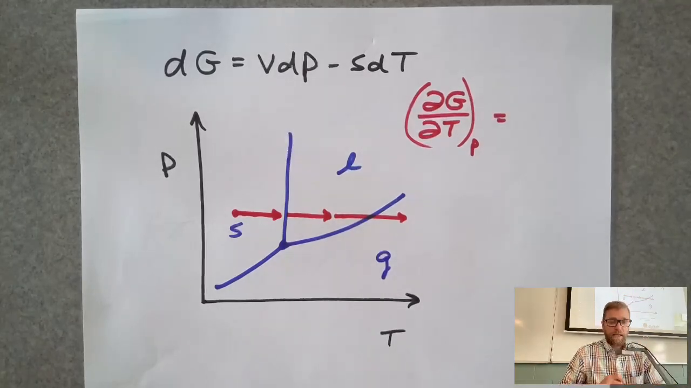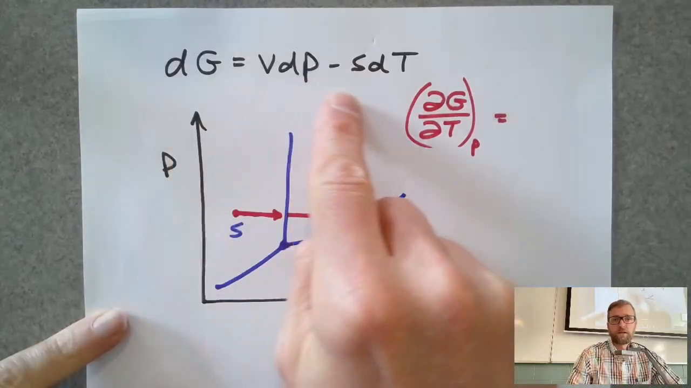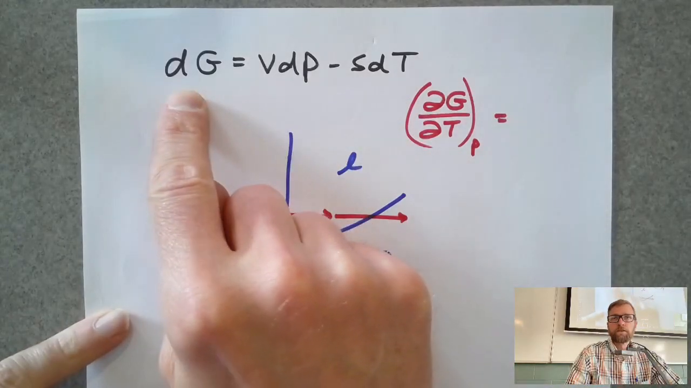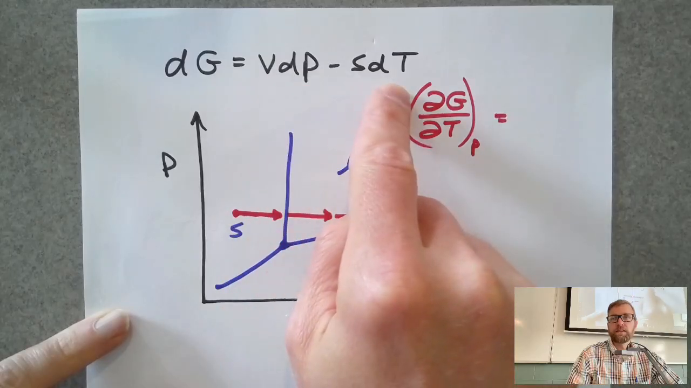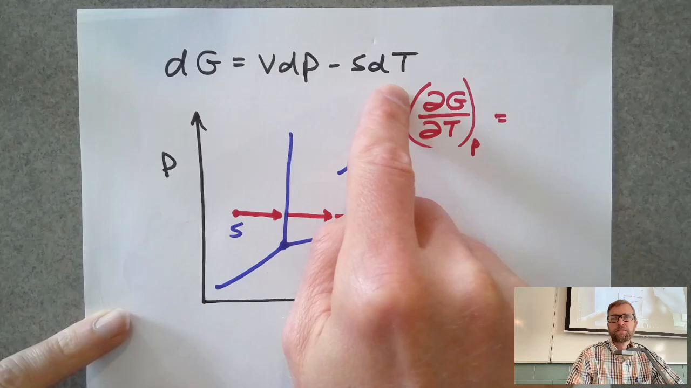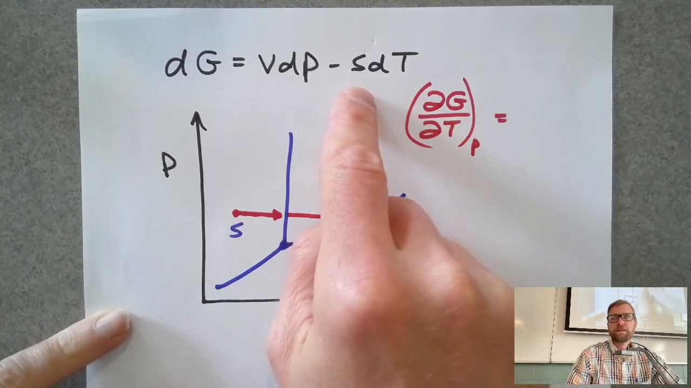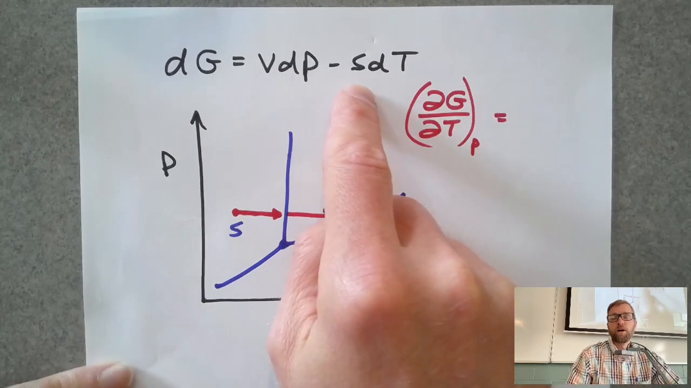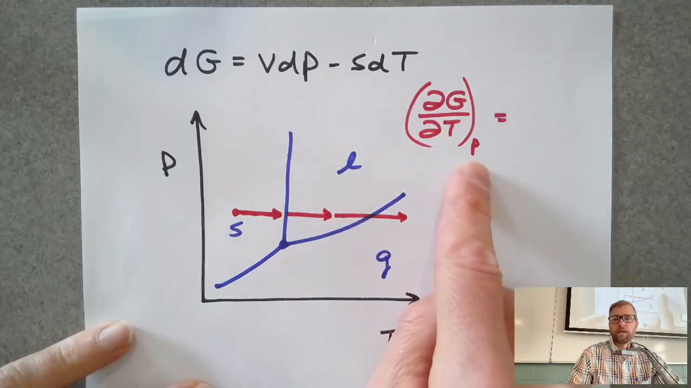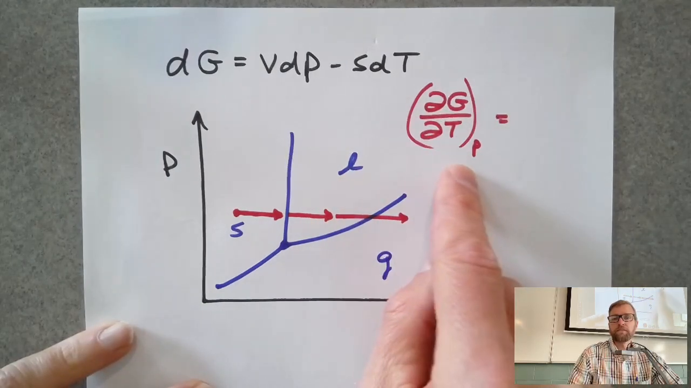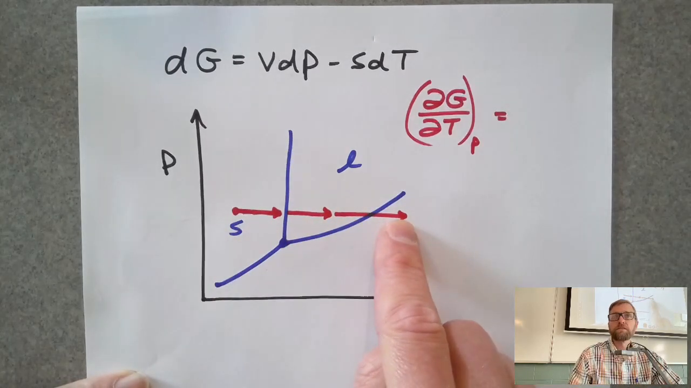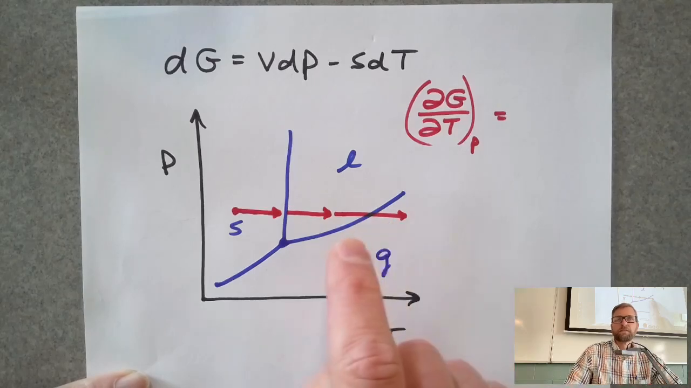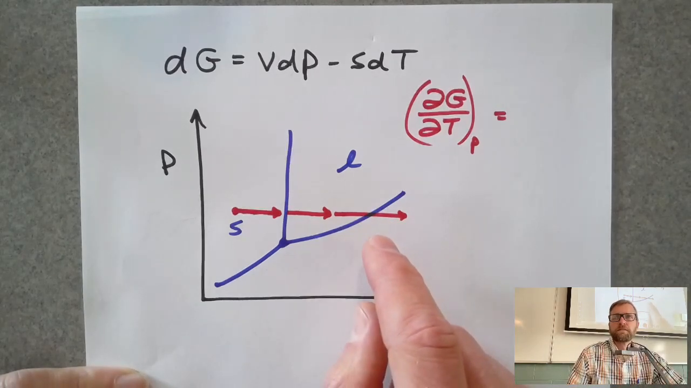So we want to look back at this full differential, right? dG equals something dP plus something else dT. Well, no, that just means P is being held constant. It doesn't mean this partial derivative is 0. It just means that I'm moving horizontally across this graph.